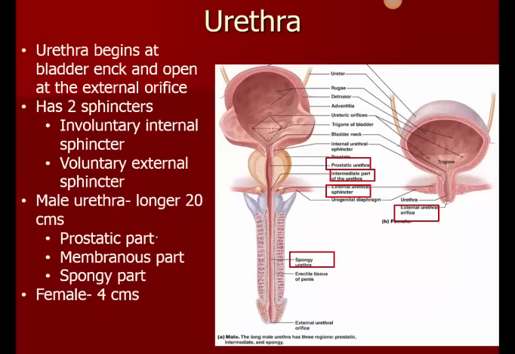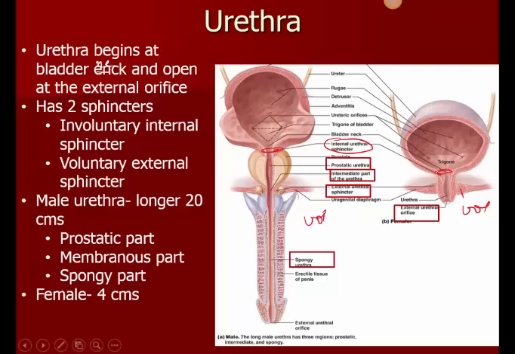Then let's look at the urethra, and I just caught a spelling error up here. This should say neck. So the urethra begins at the bladder neck and travels to the external urethral orifice. There are two sphincters present in the urethra. One is the internal sphincter, which is at the bladder neck, and that internal sphincter is involuntary in nature. And then as the urethra passes through an area called the perineum, you have an external sphincter. This external sphincter is the voluntary sphincter.